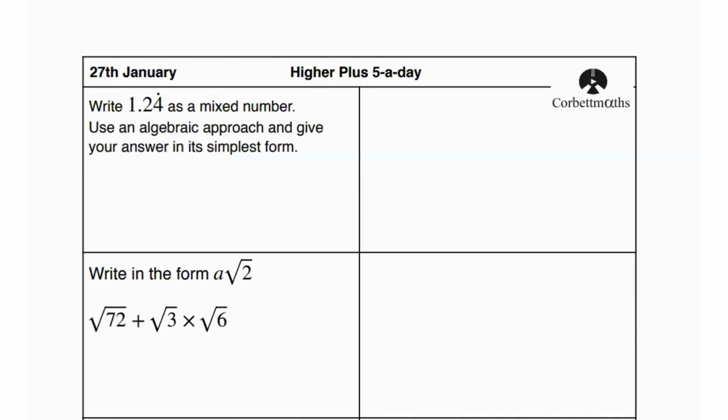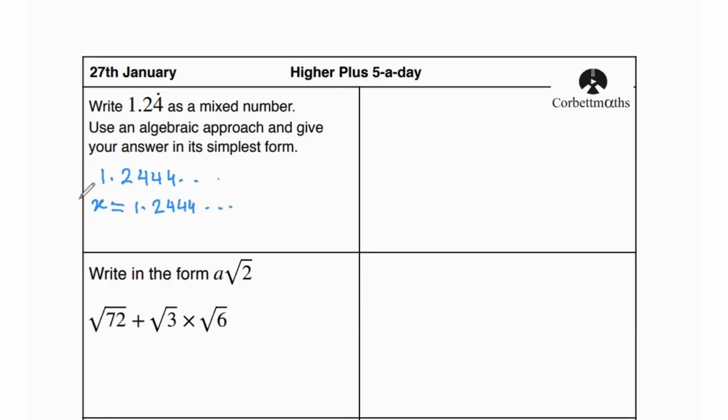First question says, write 1.24 recurring as a mixed number. Use an algebraic approach and give your answer in its simplest form. So 1.24 recurring is basically 1.2 and 4 being repeated several times. So what we can do is first assume that 1.24 recurring is equal to x.